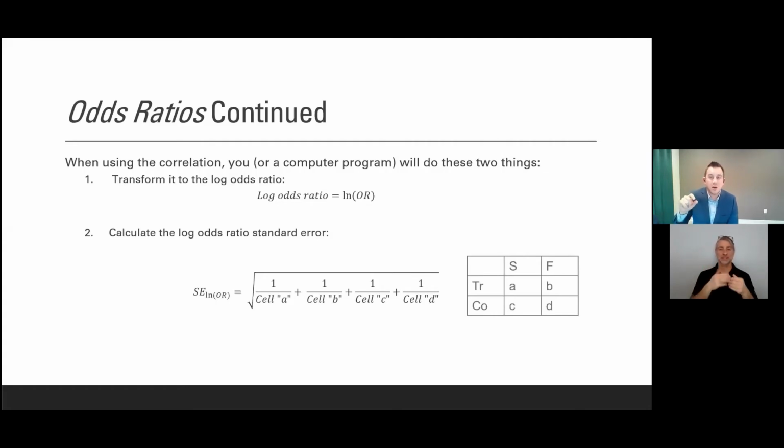We represent each of the 4 cells of crossing the treatment group and the comparison group with the success and failure rate as A, B, C, and D. And then we take 1 over each of those cells, add all that up, and take the square root of that, and that's the standard error of the log odds ratio. So for each effect size, it doesn't matter what the type, again, you're going to estimate that effect size, and you're going to follow it up right away with an estimate of the effect size's standard error.